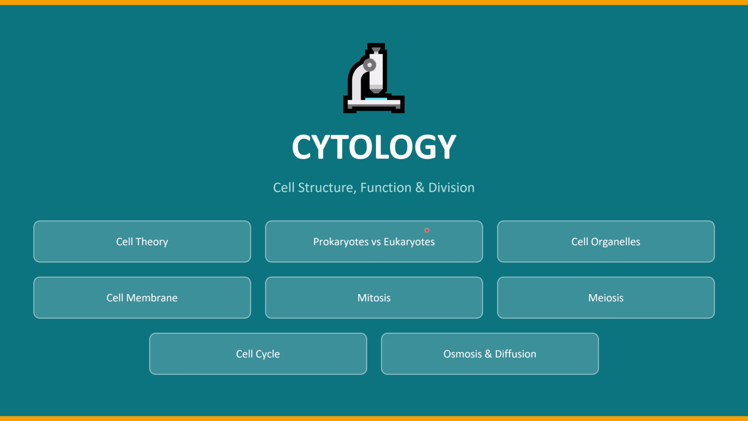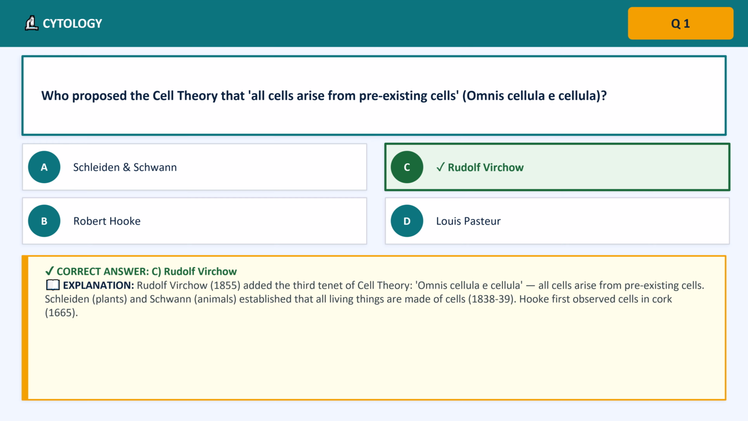Next topic from today's lesson, that is cytology. So what does cytology mean? It is the branch of biology that studies cells, their structure, function and composition. So here we will cover cell theory, prokaryotes, eukaryotes, cell organelles, cell membrane, mitosis, meiosis, cell cycle, osmosis and diffusion. Question 1. Who proposed the cell theory that all cells arise from pre-existing cells?